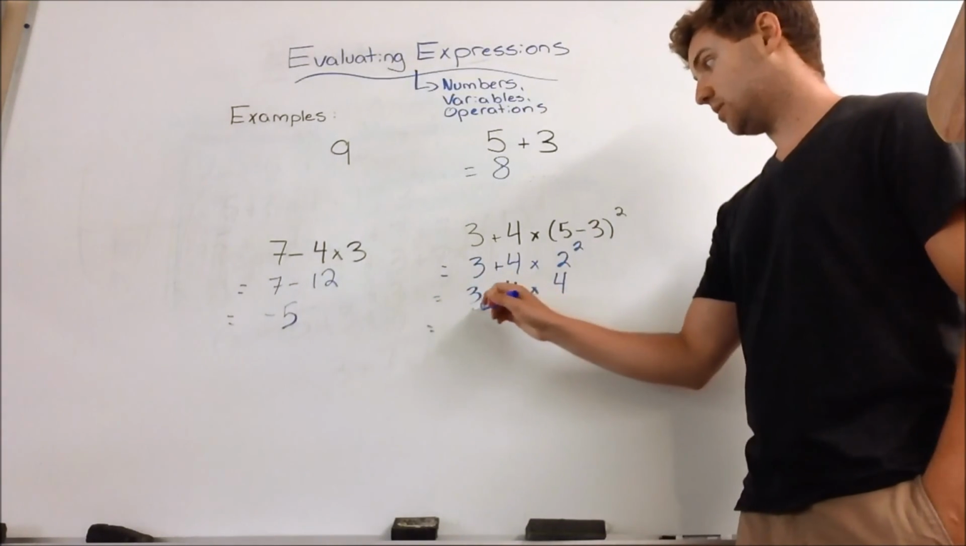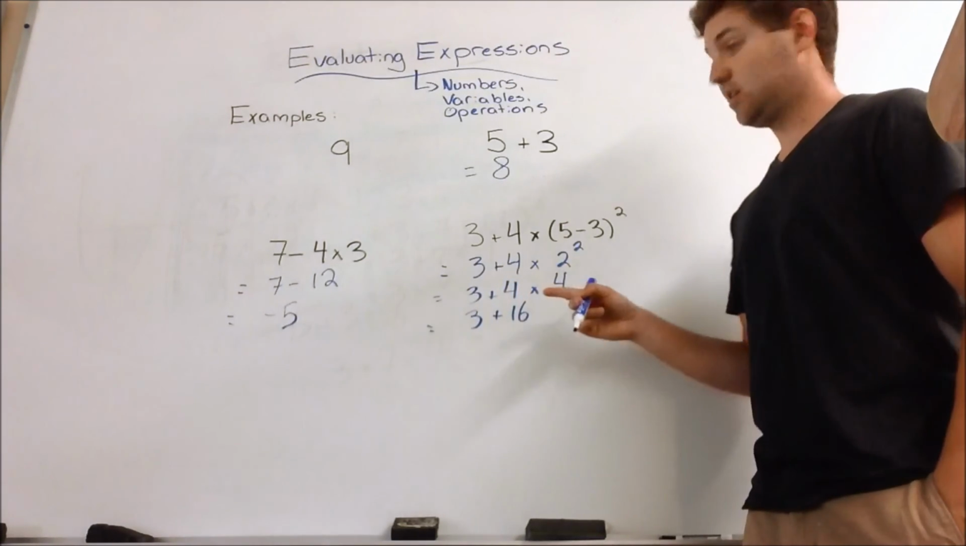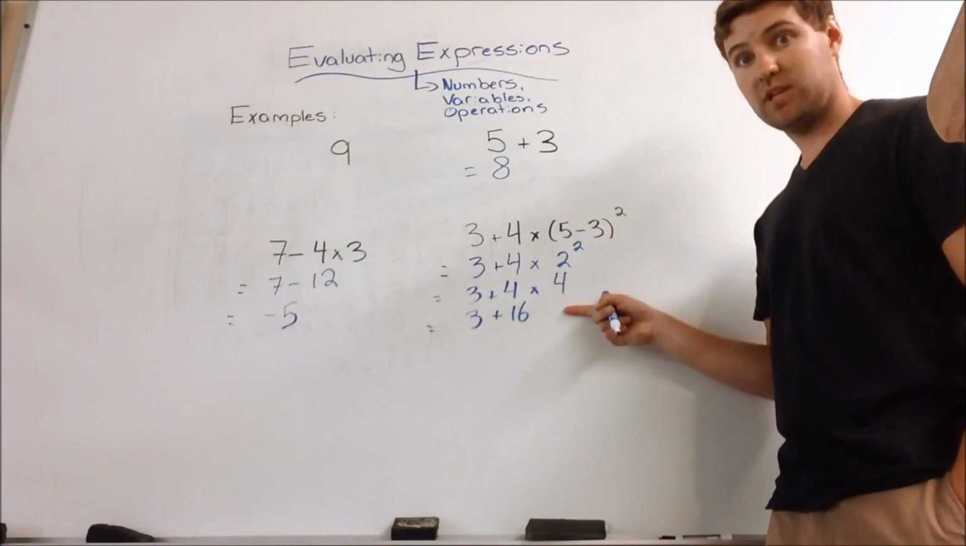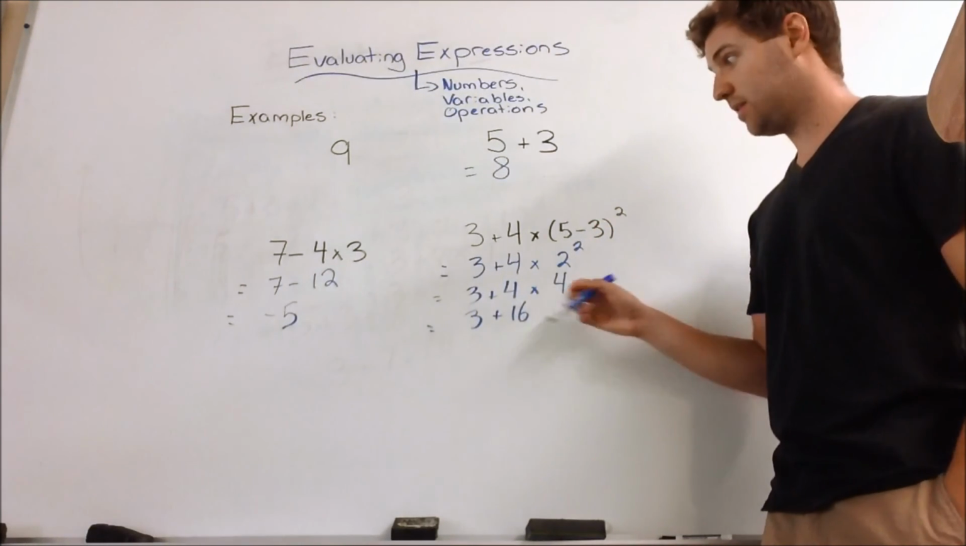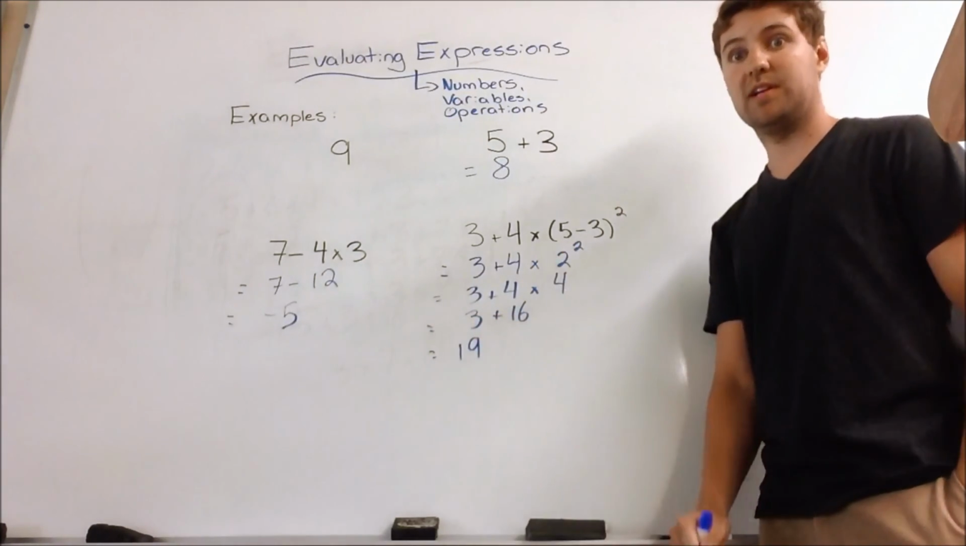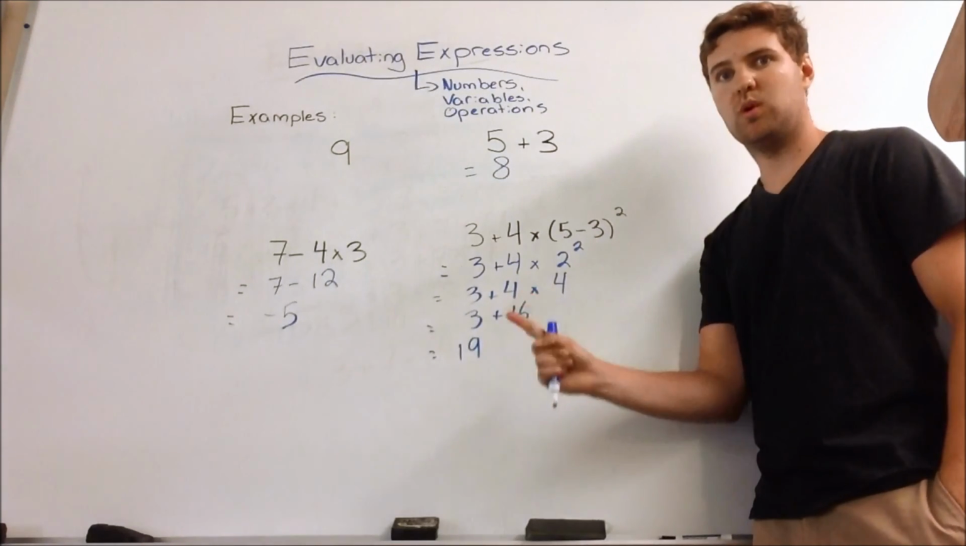Next we do multiplication, so it becomes 3 plus 4 times 4, which is 16. So far we have 4 different expressions. Each one's a little bit simpler than the one before it. And finally, we get our final expression that's equal to the ones above it, 19. So we've evaluated this expression. We've written it as one single number.